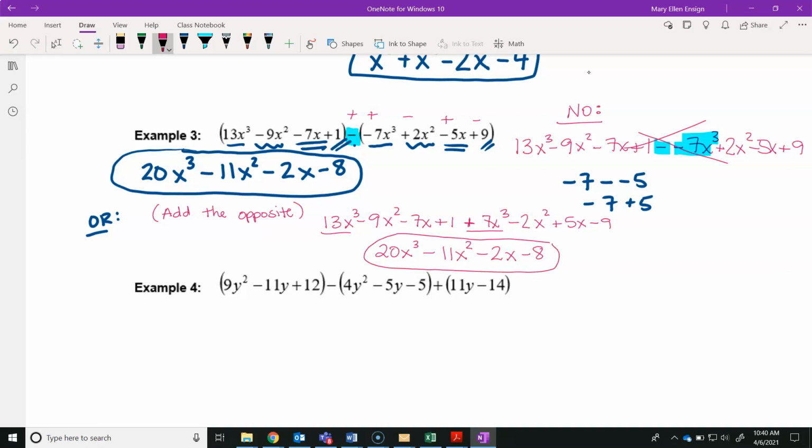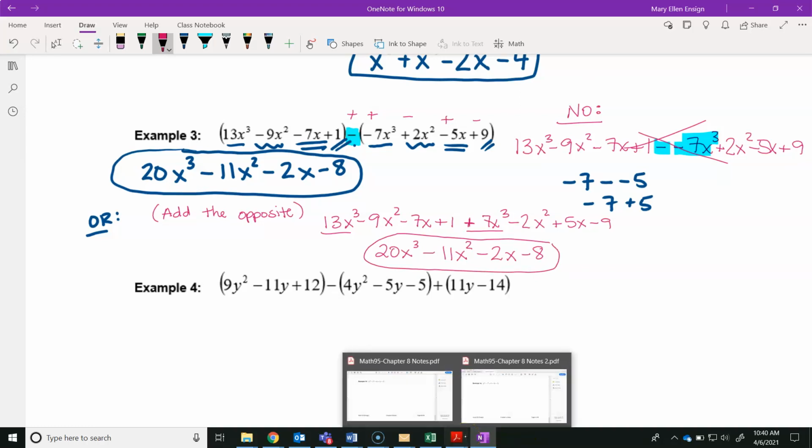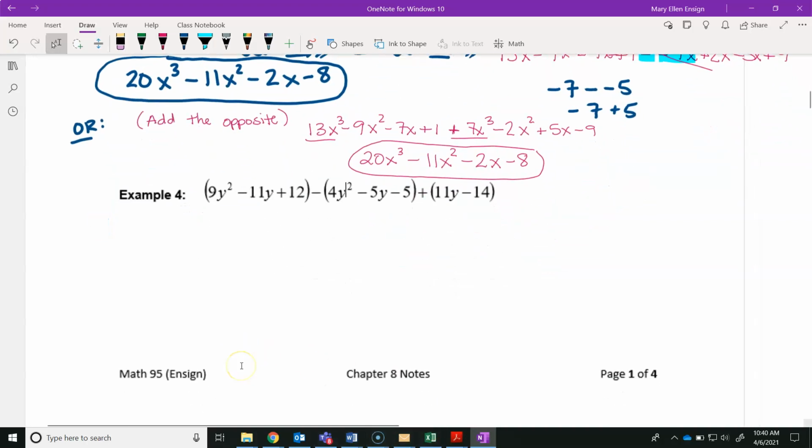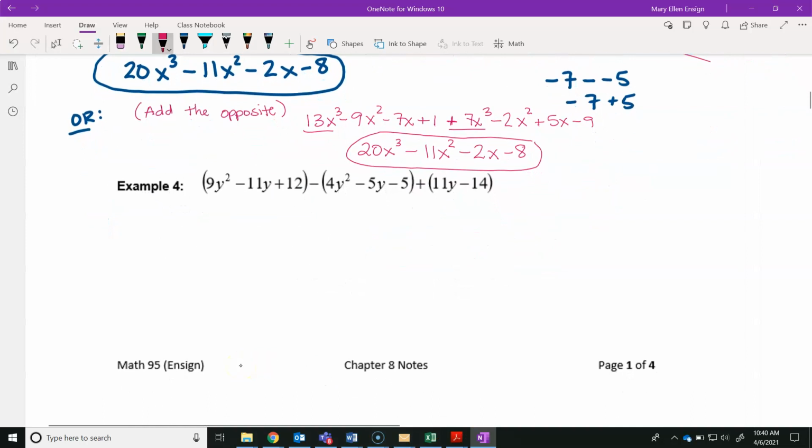So either one of those options work, whether you want to just work through the subtraction every time, or whether you want to change it to an addition, adding the opposite, so it's all rewritten as an addition problem like example 1 and 2. Okay, so now we have an example here that has 3 polynomials being combined.